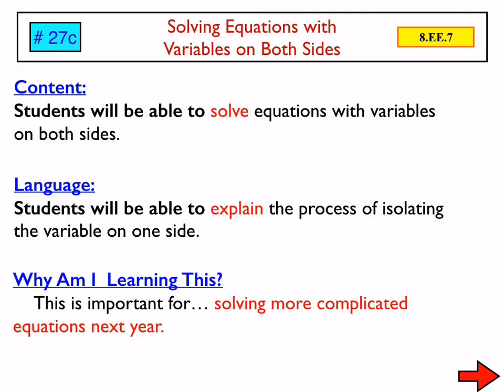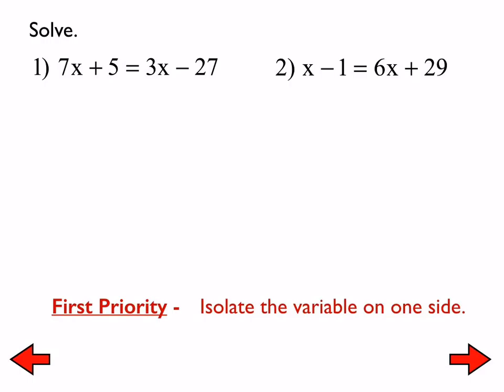Lesson 27C, we are solving equations with variables on both sides. So we've been doing equations the whole year, but so far we've only had x on one side of the equal sign. So now it's on both. So the very first thing on your notes is number 1. Go ahead and do this one with me.